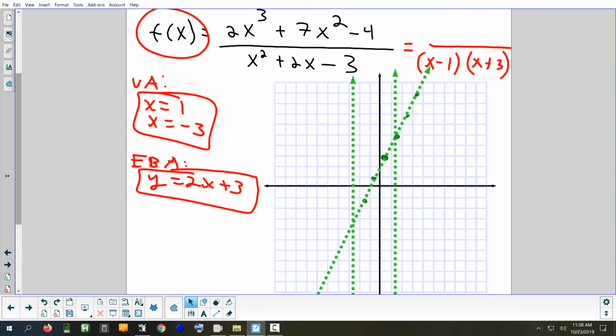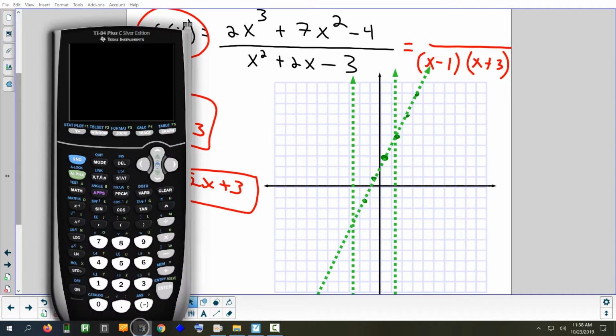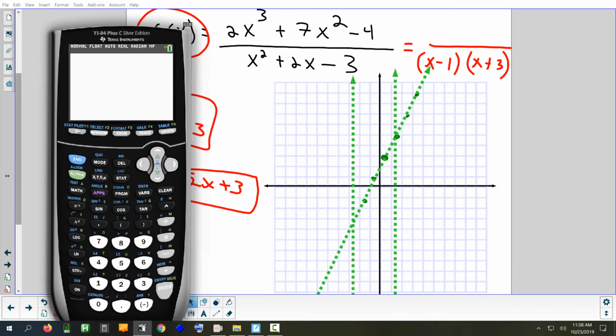All right, so my first asymptote was at... I think I moved this just a little, but it's okay. Did I type it in yet? I need the number a little smaller. So let's do 2x cubed plus 7x squared minus 4, divided by x squared plus 2x minus 3. Okay, what's a number that's a little bit smaller than -3?